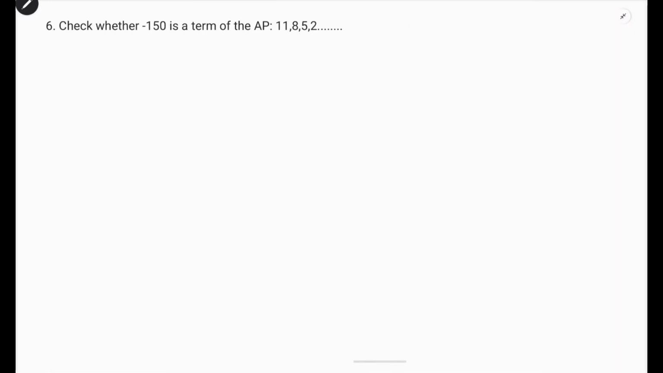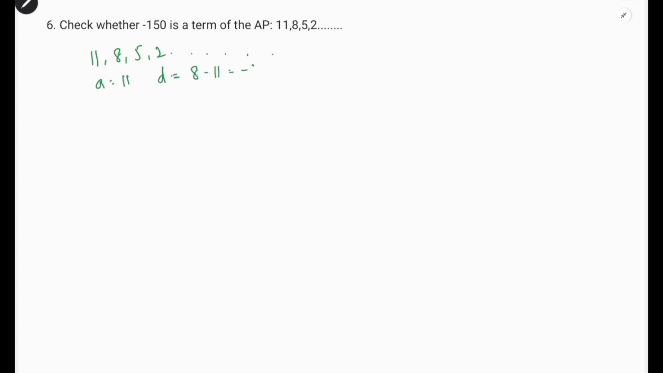Next one. Sixth one. Check whether minus 150 is a term of the AP. The AP given here is 11, 8, 5, 2 and so on. Here the first term is 11, and the common difference is second term minus first term. It is 8 minus 11, it is minus 3. Here we have to check whether minus 150 is a term of the AP or not. So we will assume the nth term an is equal to minus 150, and we have to find the n value.